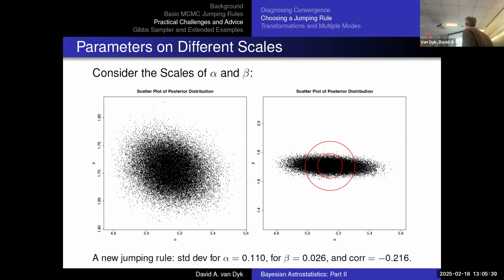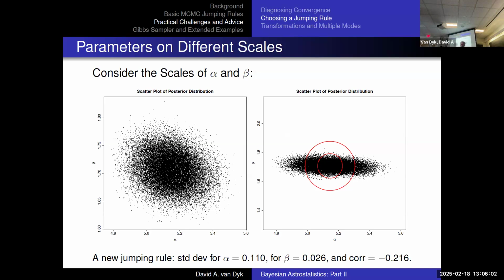I showed you this Gaussian posterior distribution, and it looks beautiful. What I've done here is I've plotted the alpha and the beta, or the X and Y axes, on the same scale. So before, this was 0.2 and this was 0.05, so they're different scales. Here I've changed it, so this is 0.2 and this is 0.2.